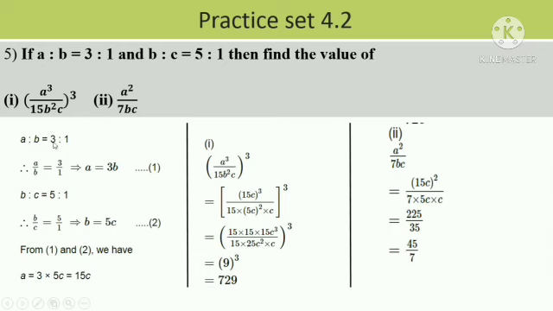So look here, A is to B is given 3 is to 1. If we write it in the form of a fraction, a upon b is equal to 3 upon 1. Now if we do the cross multiplication, we get a is equal to 3b. Now b is to c is 5 is to 1. Again we can write b upon c is equal to 5 upon 1, and by cross multiplication we get the value of b is equal to 5c.